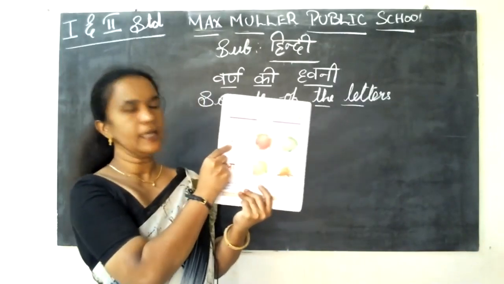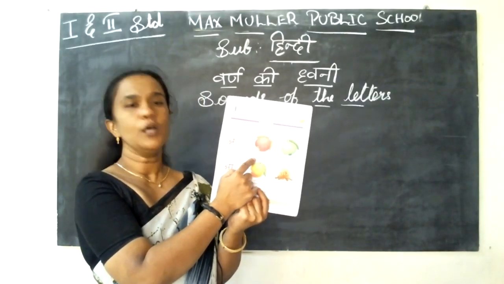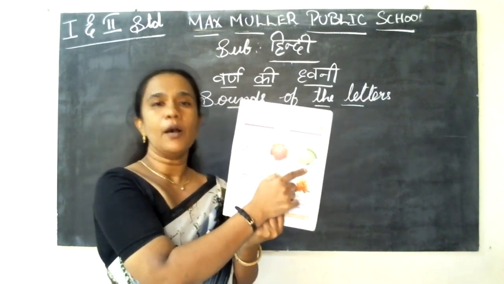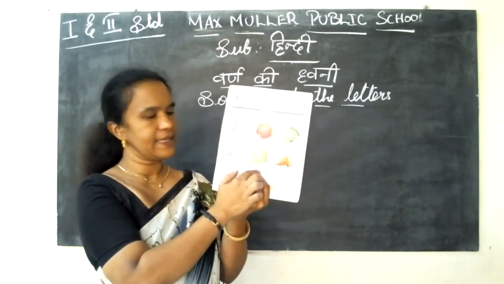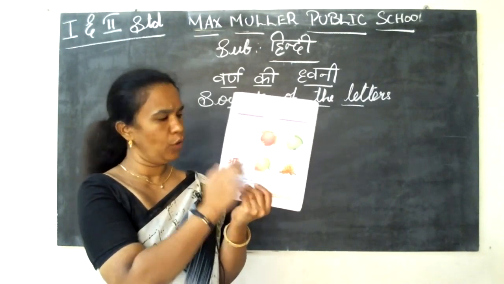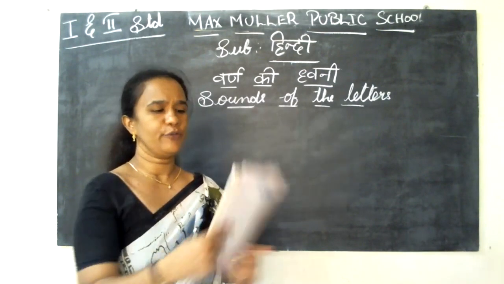Okay, see here. A, say anar. A, pomegranate. A, say amrut. A, guava. A, say aam. A, mango. A, say aag. A, fire.